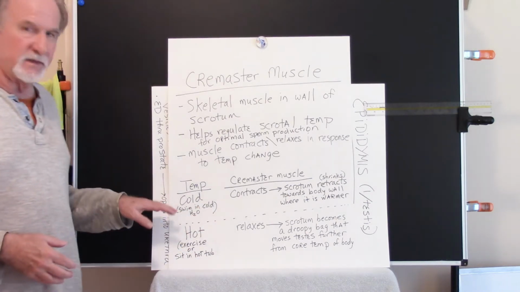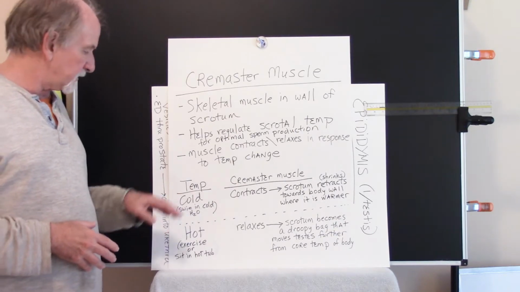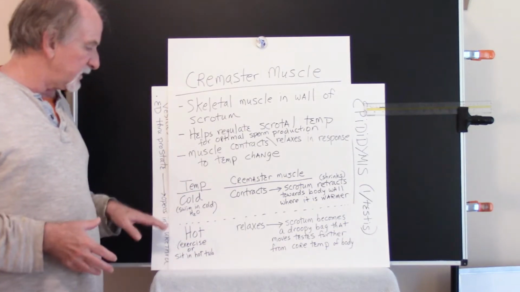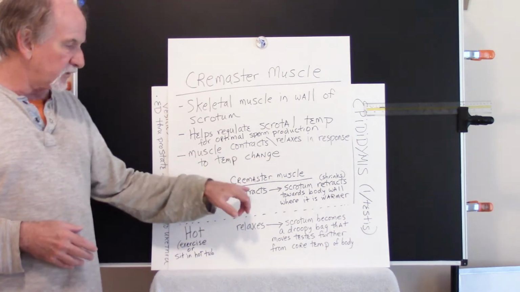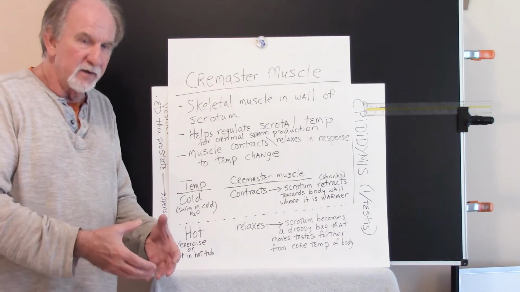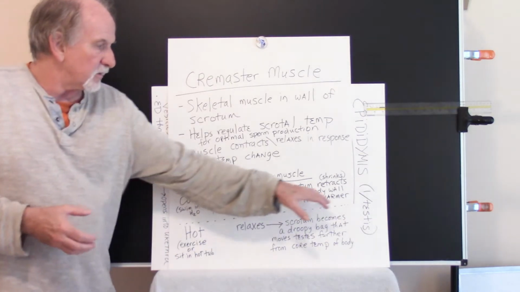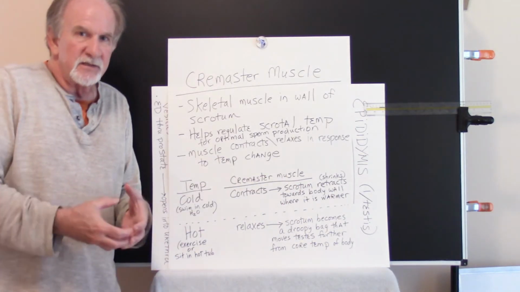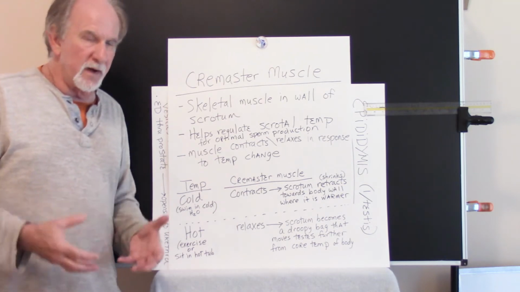So if the temperature around the scrotum is very cold, let's say it's a guy swimming in cold water, then the cremaster muscle will contract, and when it does, the scrotal sac shrinks up or retracts towards the body wall to keep the testes as close to the core temperature as possible and warm them up.